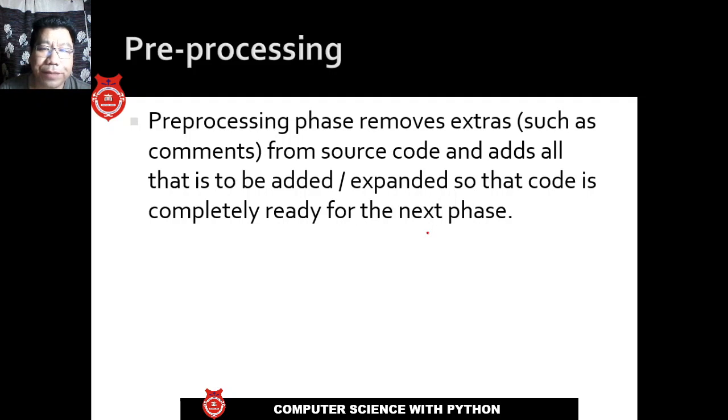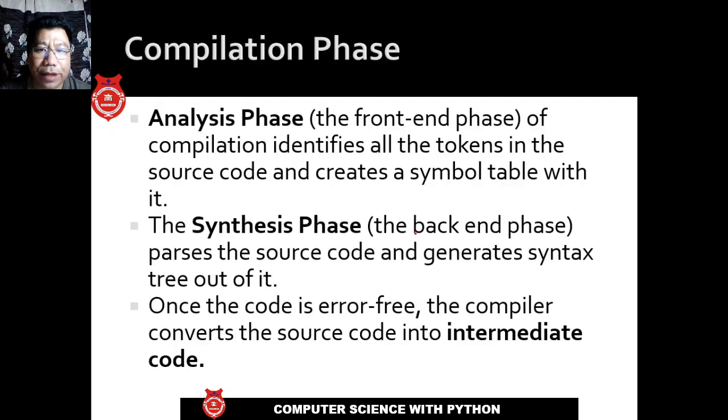After removing all the non-necessary things or documentation, only the important things are carried on to the next phase. The phase in which we remove the extra comments, documentation, etc., is known as the pre-processing phase. All right, the next one is the analysis phase. In this analysis phase, which is known as the front end phase, it identifies all the tokens in the source code. Okay, it identifies all the tokens.